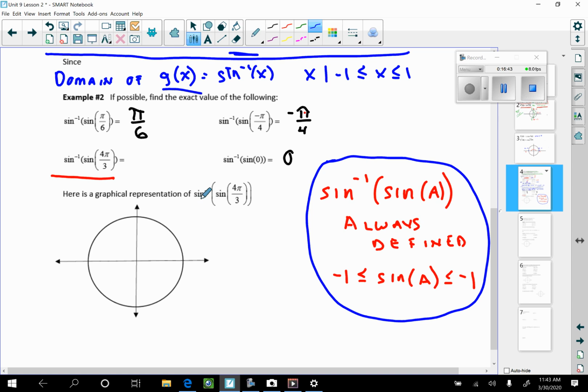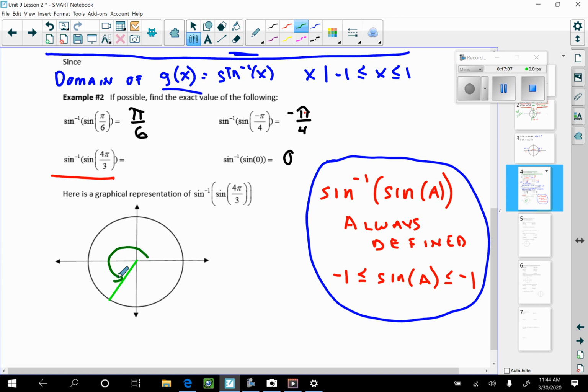Well, here's what I'm going to do. I'm going to go to 4/3 pi, and I'm going to sketch the sine of 4/3 pi. So let's do an angle, a terminal angle here. Doesn't matter what angle I'm on. I'm going to go 1/3, 2/3, 3/3, 4/3, about right there. That's my angle, 4/3 pi.